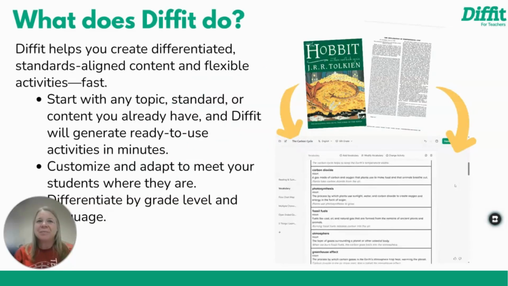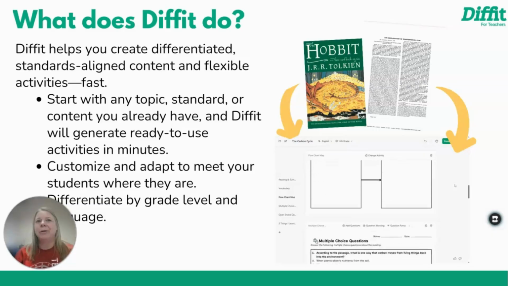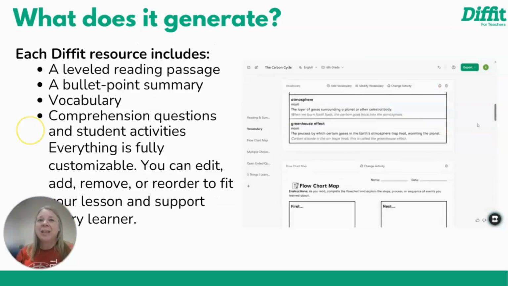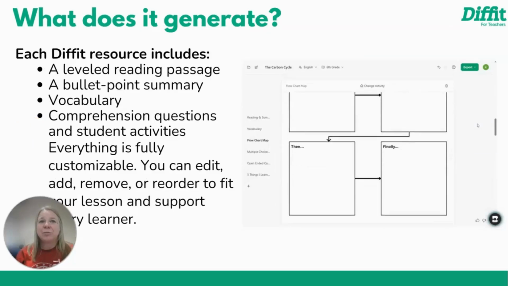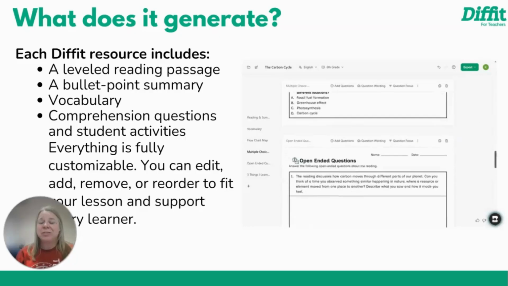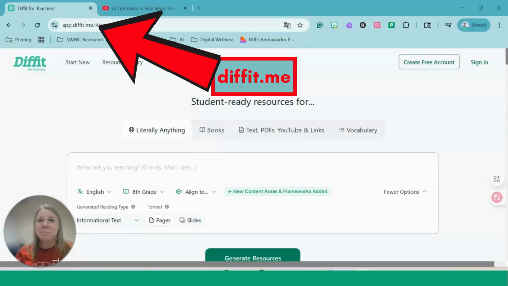What is Diffit? Diffit is an online tool that uses AI to create and quickly differentiate student-ready resources. Not only can educators receive differentiated resources, but they can also edit and translate those resources. Let's take a look. Let's start at diffit.me.